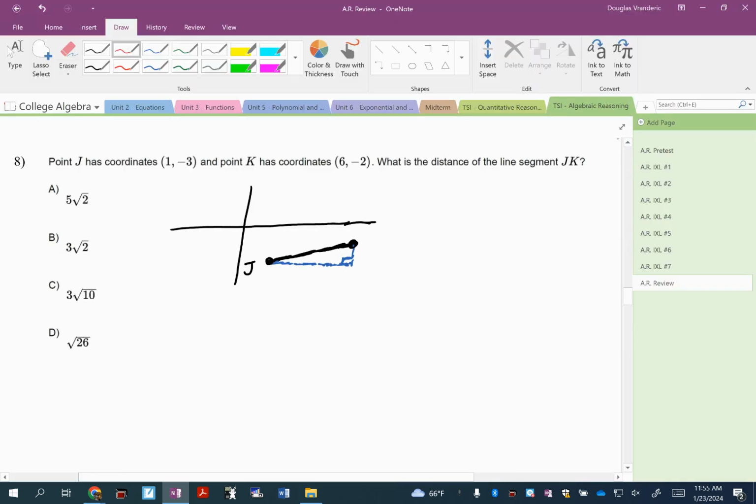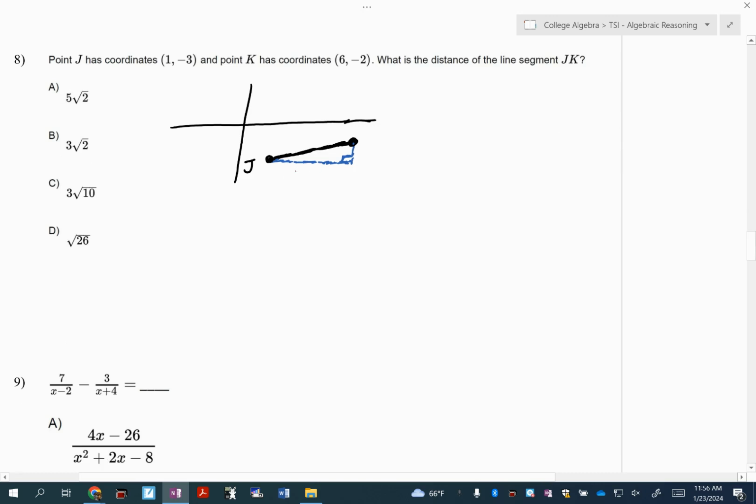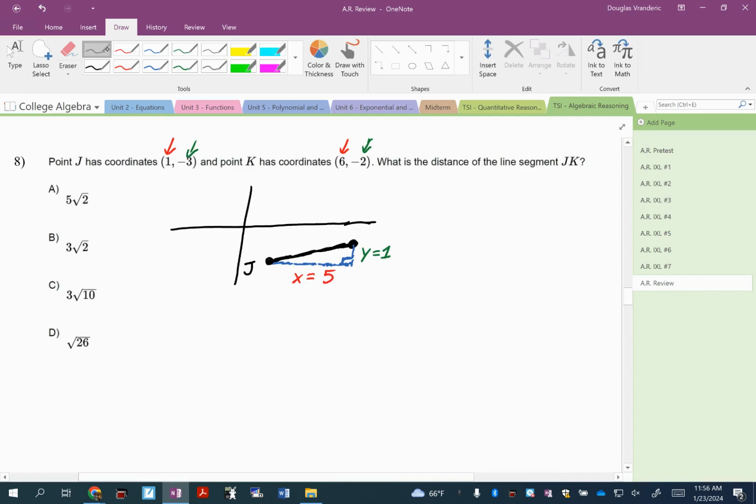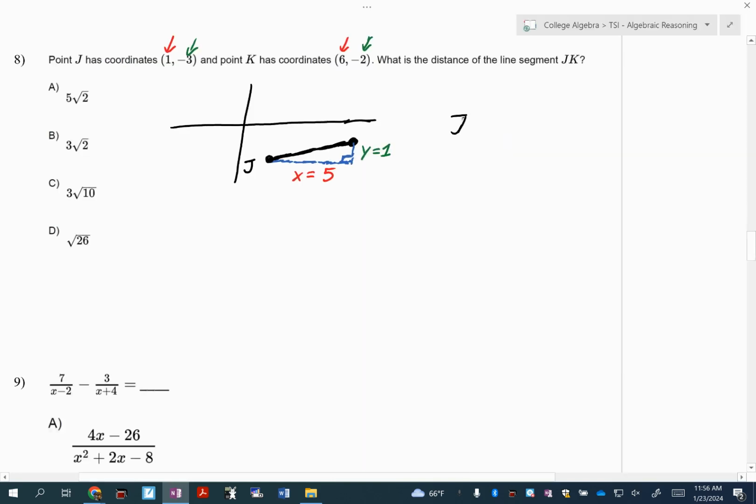So let's first find this distance from left to right. You can call whatever letter you want. I'll call it x because I'm moving in the x direction. So that's going from a distance of 1 to 6, which is 5. And my y value is in blue, going from negative 3 to negative 2, that's just a distance of 1. So to find my distance JK, to find this line segment distance, I'm going to do 5 squared. I should say this distance squared is equal to 5 squared plus 1 squared. So that distance squared is 25 plus 1, which is 26.